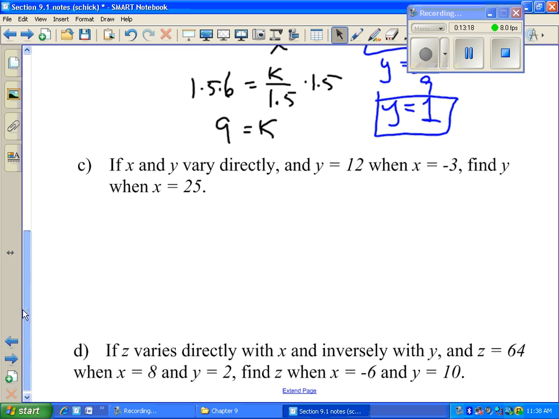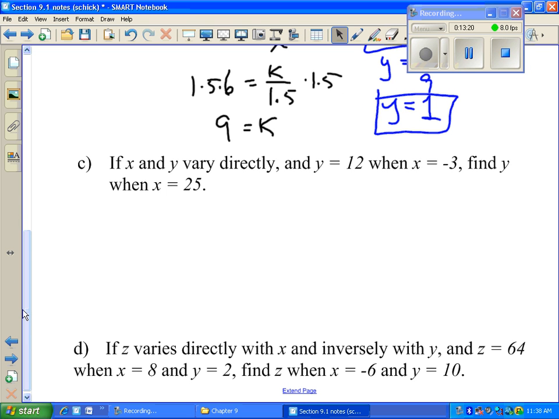Let's talk about directly. If x and y vary directly, and y equals 12 when x equals negative 3, find y when x equals 25. So now I'm varying directly. So y is equal to k times x. That's the first step. Second step, find k.